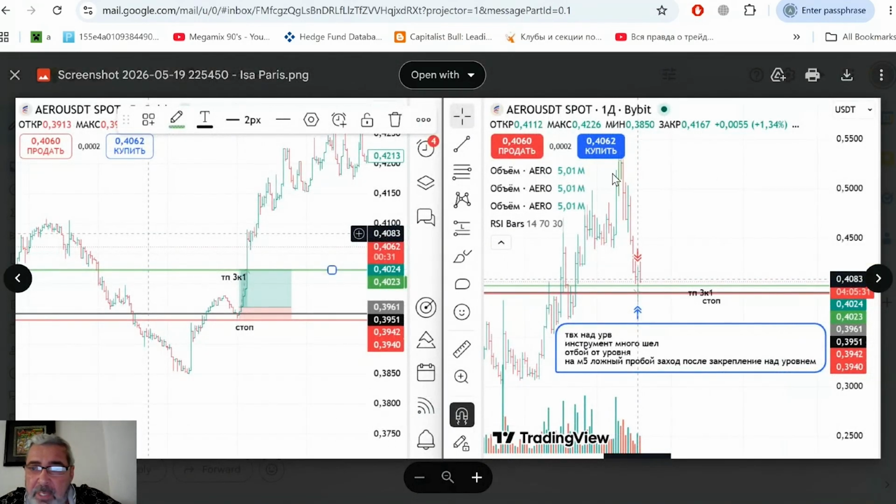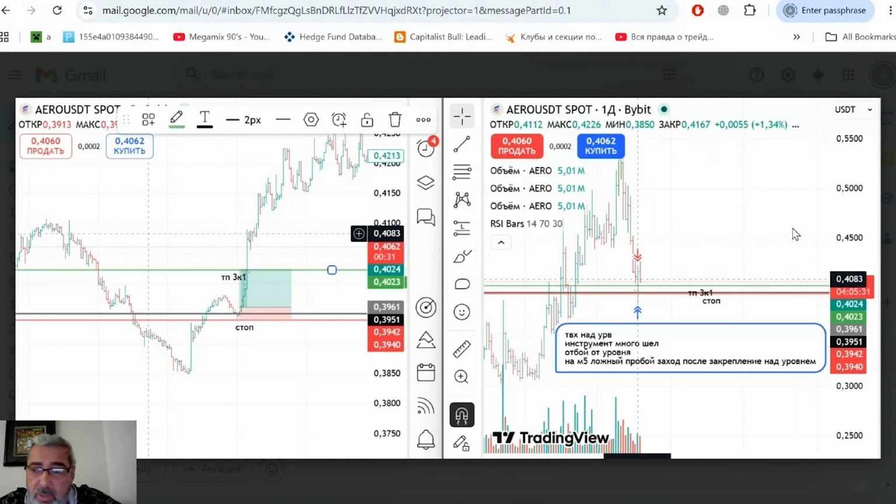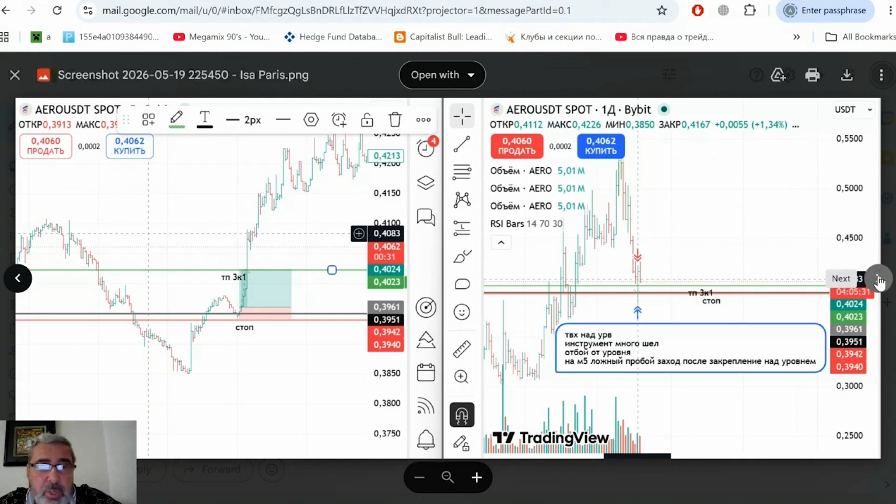Here's a false breakout after an extended move where the asset covered over 30%. A classic return false breakout. Another beautiful setup. We're seeing some truly gorgeous setups today.